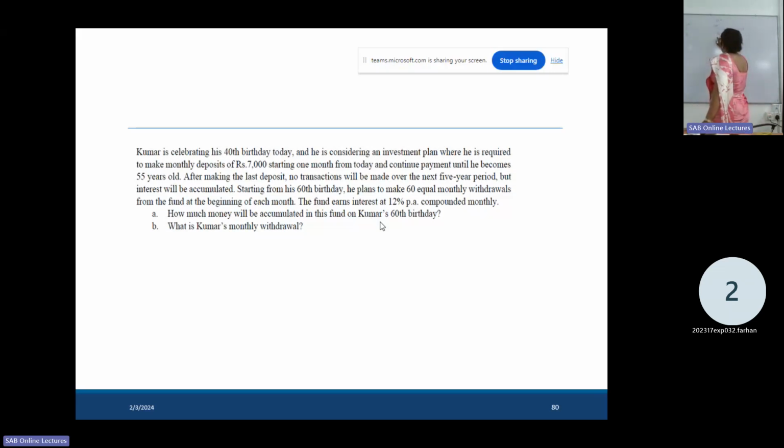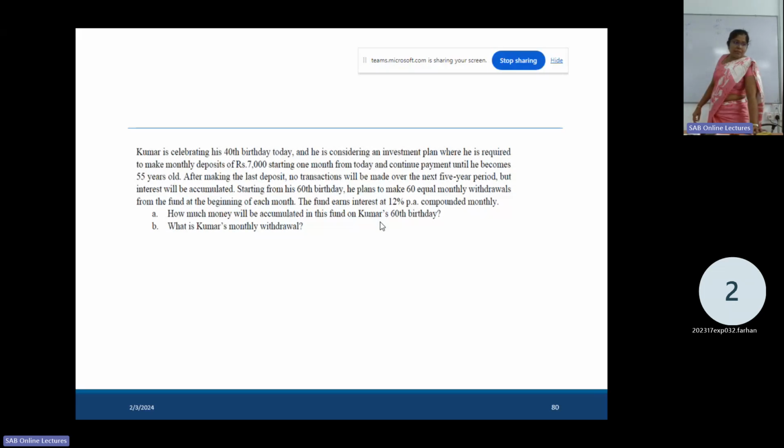So here 60 months means from 55 to 60 years old. For these 5 years, there is no transaction in the account, during the 60 months duration, but the interest will be accumulated. We have deposited 7,000 up to this month, but interest is calculated in the account.